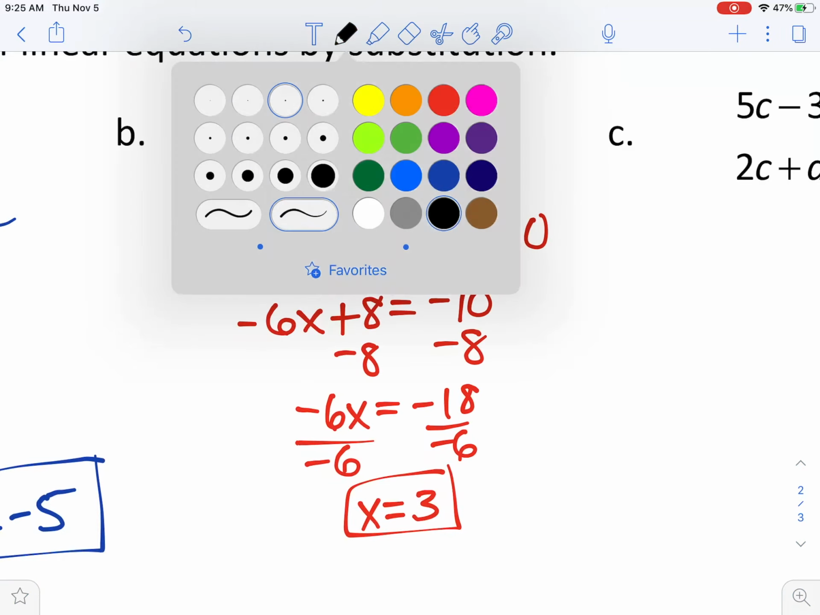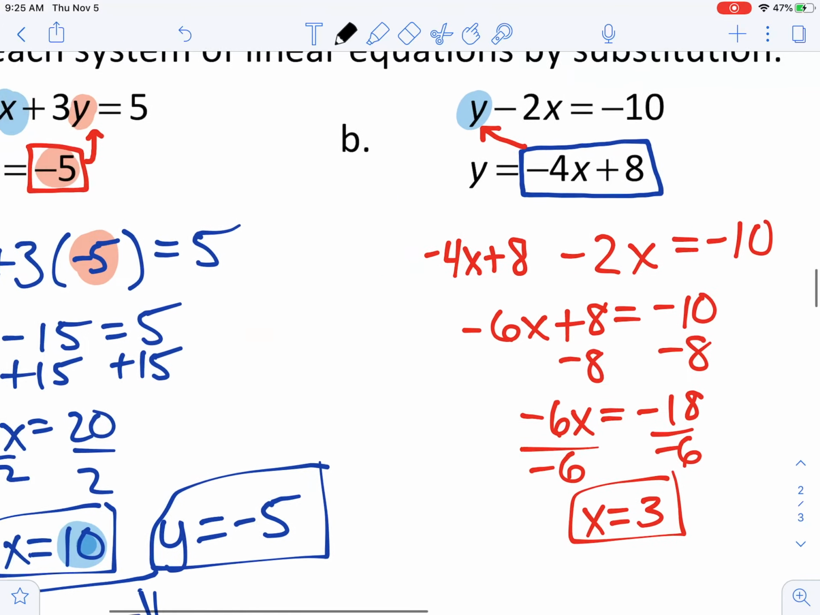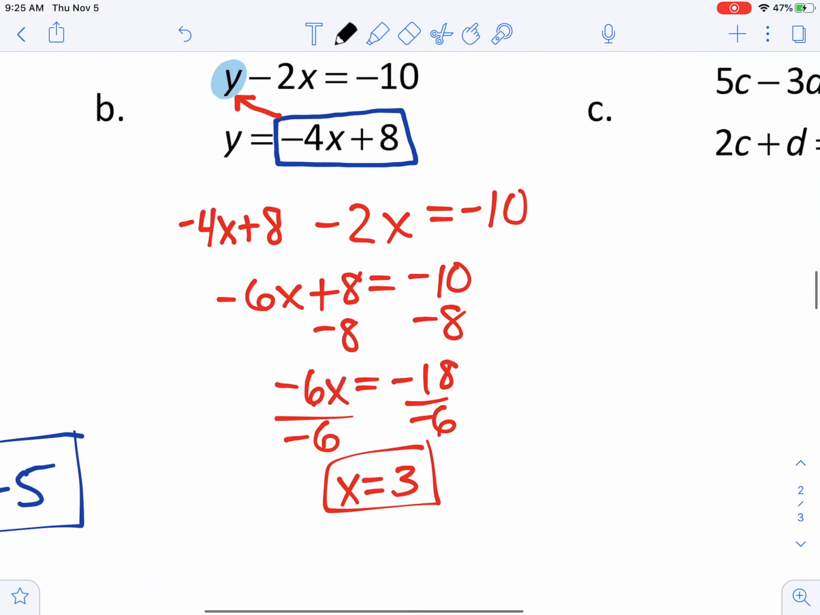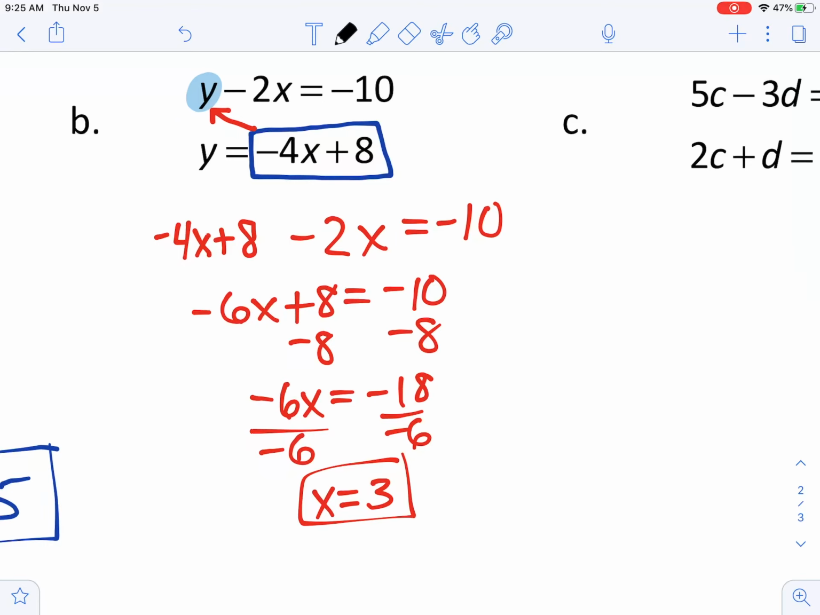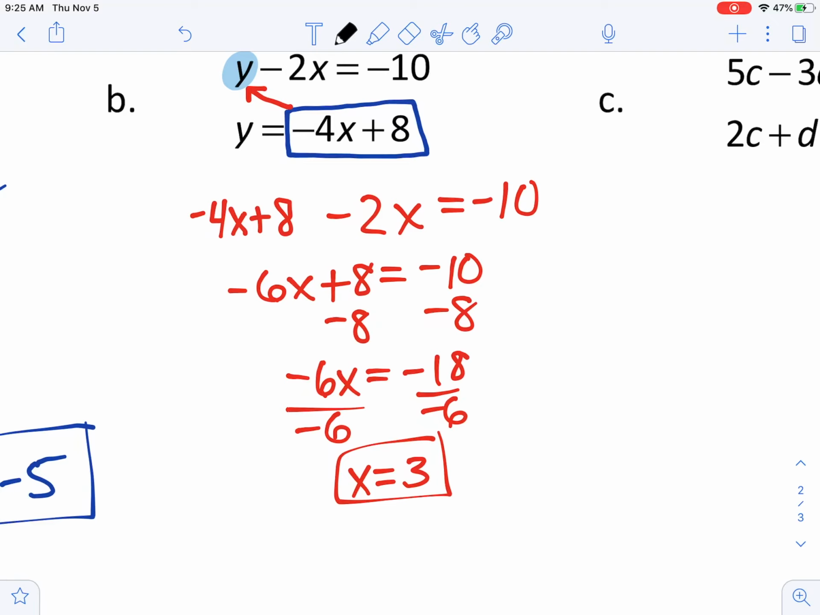Now, different than the last problem, we don't automatically know what y equals, right? Last problem, we were told y equals negative 5. This time, we don't know what y equals. It doesn't always end up being the same number. So here's the trick. You might have noticed in the first two problems, I put a box around the thing that the y equaled. Here's why I do that.